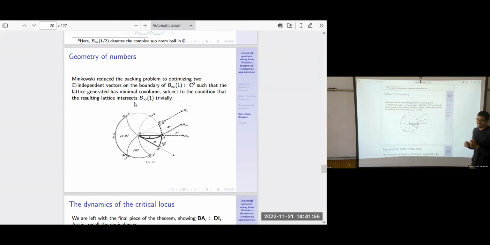What is this drawing that you are showing? Okay, I can explain the drawing. This is equivalent to solving the following problem. You have your domain in C cross C, and you want to find a lattice of minimal co-volume which intersects this ball trivially. That's the problem. Very easily you can see that you need two independent vectors, one here and one here. So this relates to the first question that you asked.